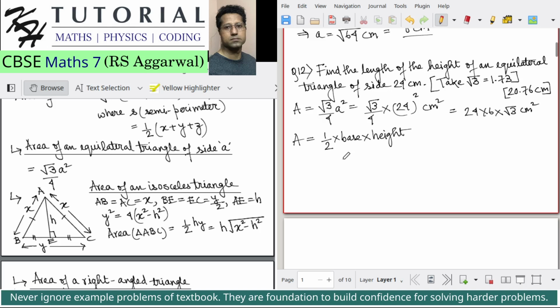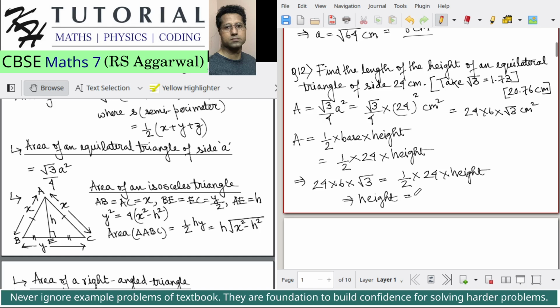Now for an equilateral triangle, all the bases are the same, since all the sides of an equilateral triangle are of equal length. So we can say this is equal to half multiplied by the base, meaning each side of the equilateral triangle, which is 24, multiplied by height. This implies the area we have already calculated, 24 multiplied by 6 multiplied by square root of 3, should be equal to half multiplied by 24 multiplied by height. So from here we can easily find the height of the equilateral triangle.